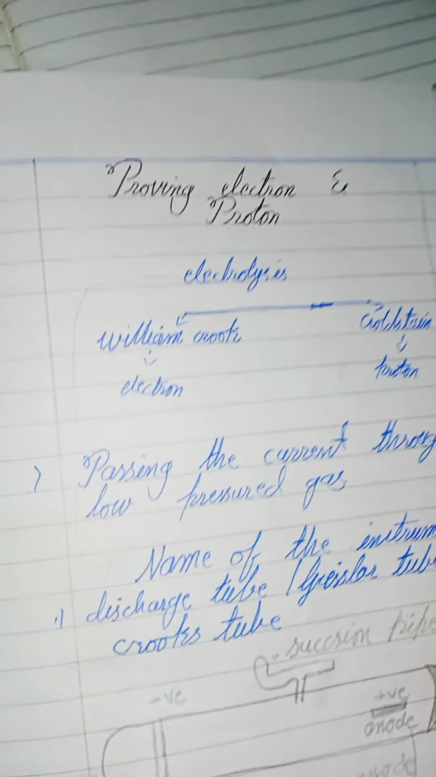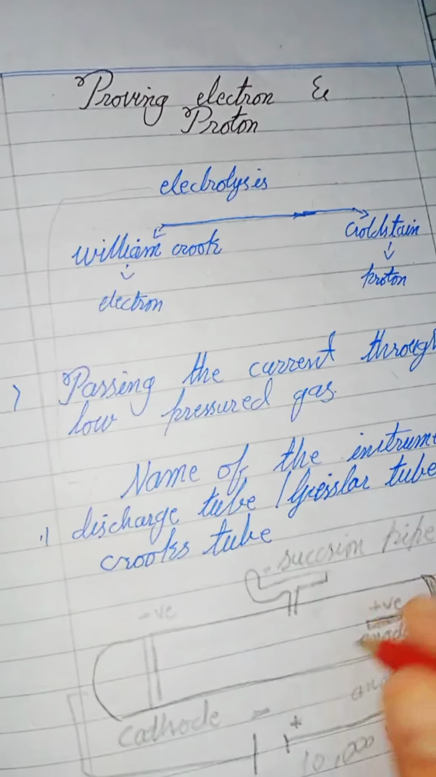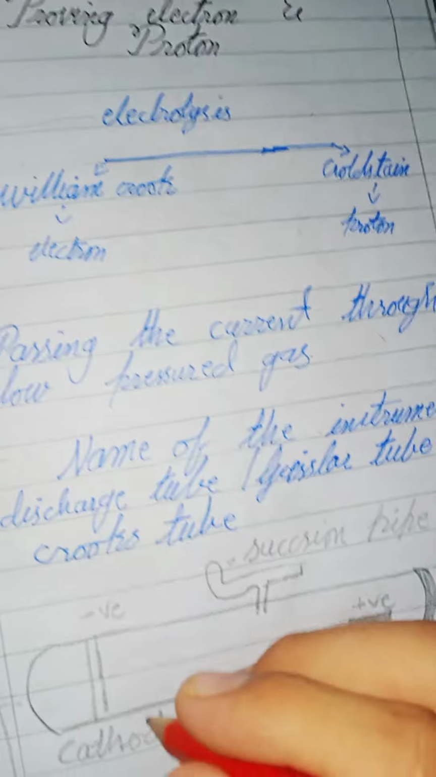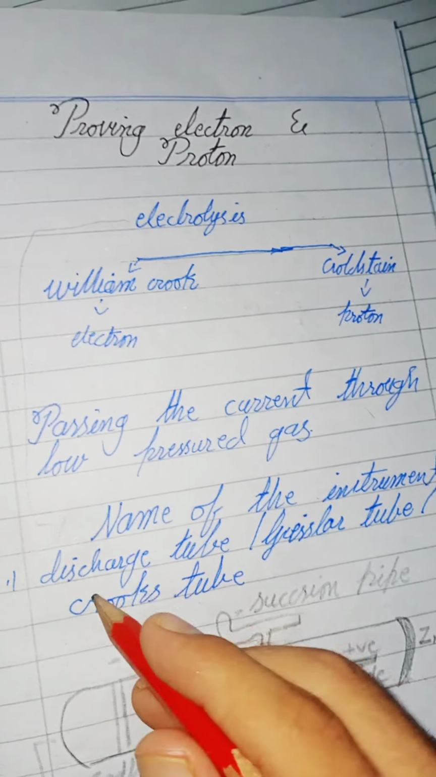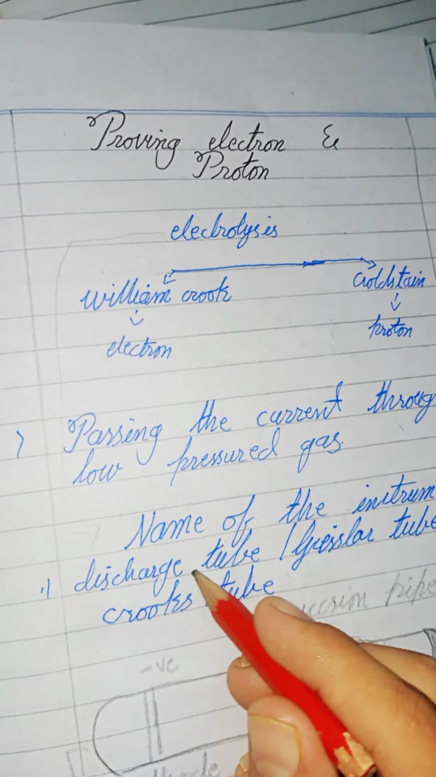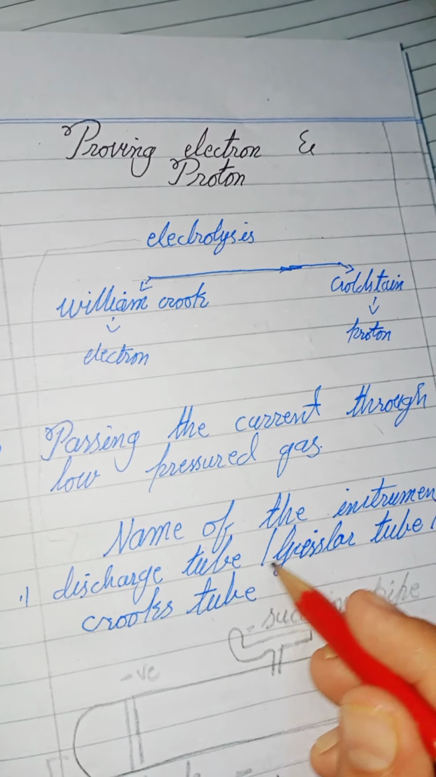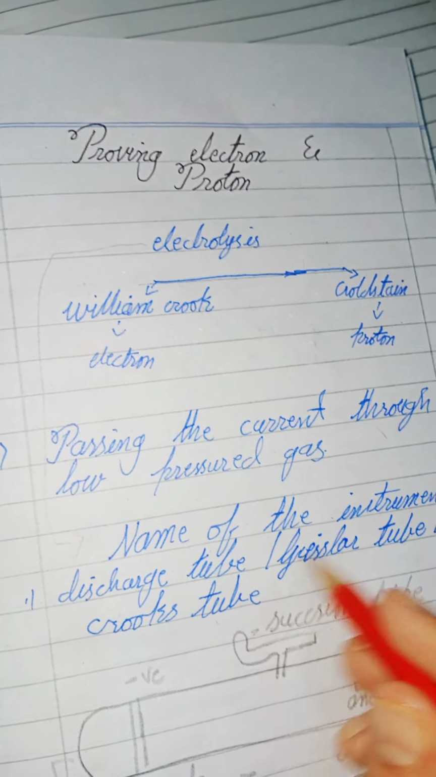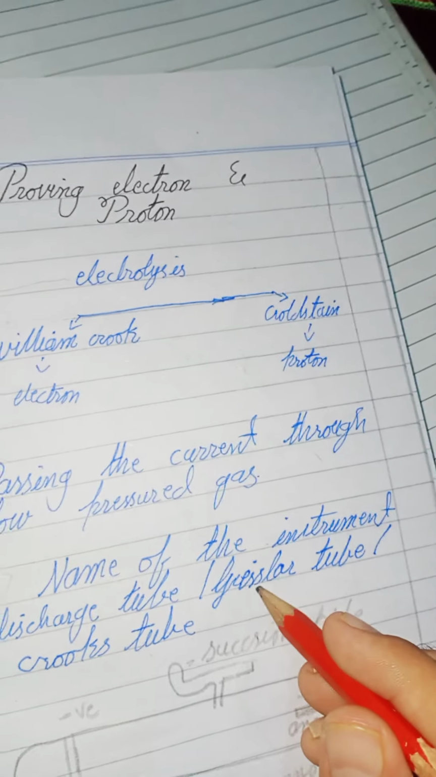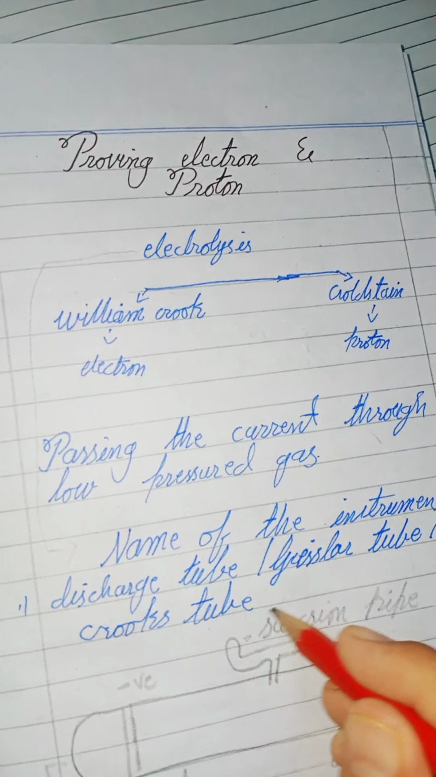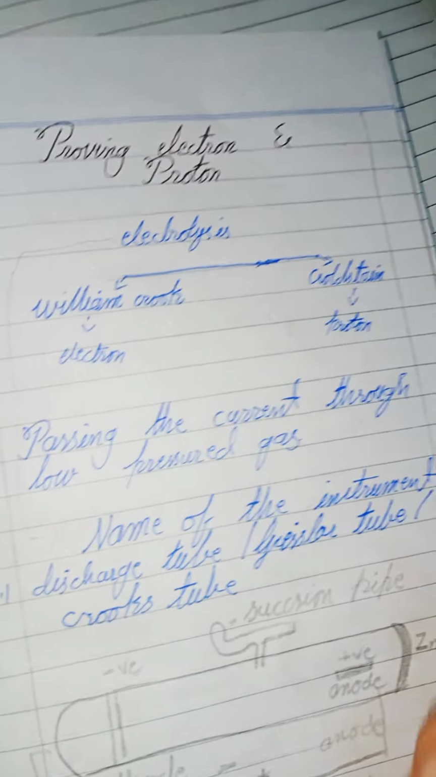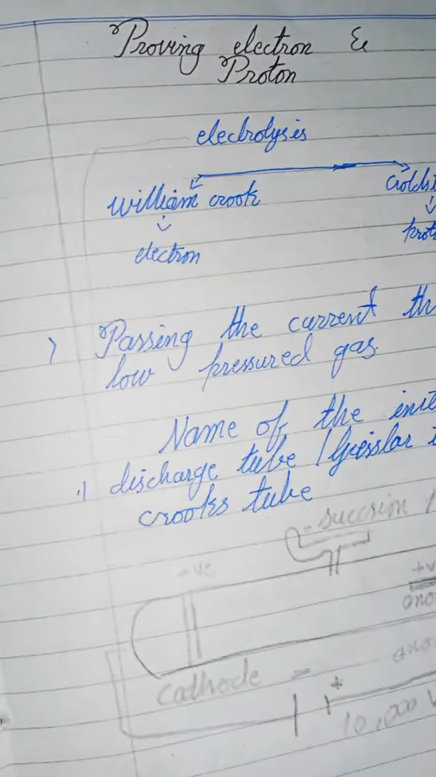Okay, now passing the current through low pressure gas. So we'll be using a discharge tube here. Okay, one minute, let's read this line first. What is the name of the instrument? Discharge tube. Next is Geissler tube or Crookes tube. So these are all names of this same discharge tube.